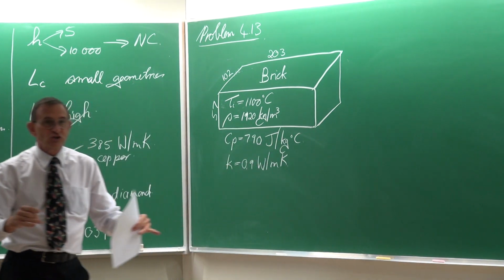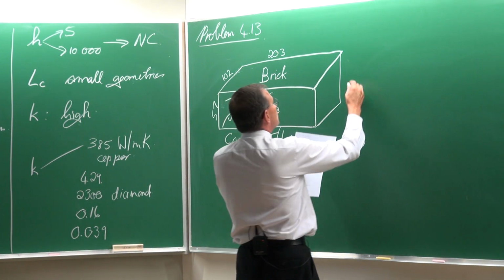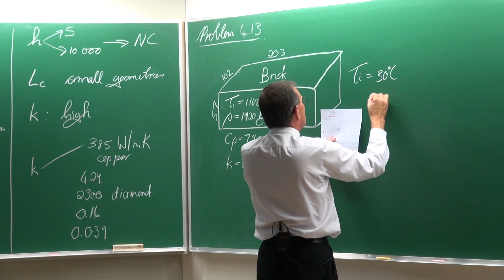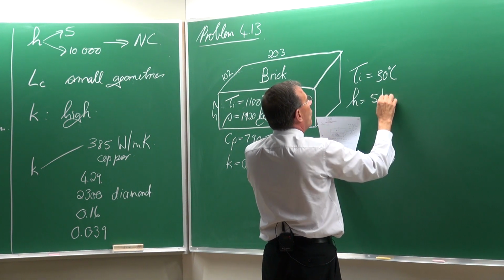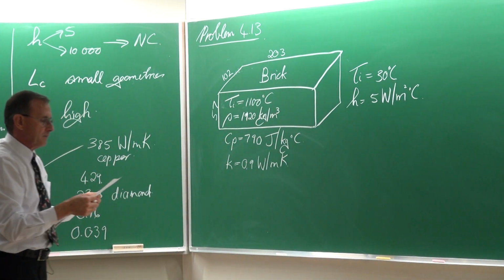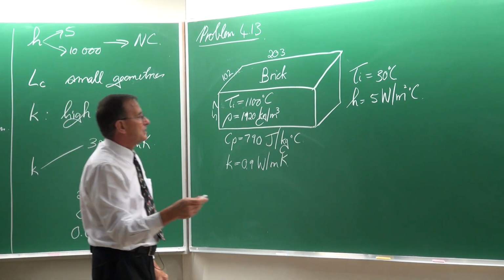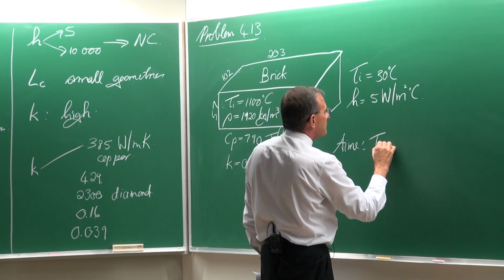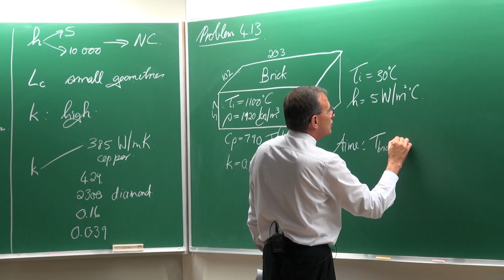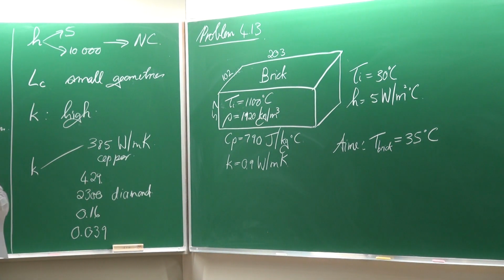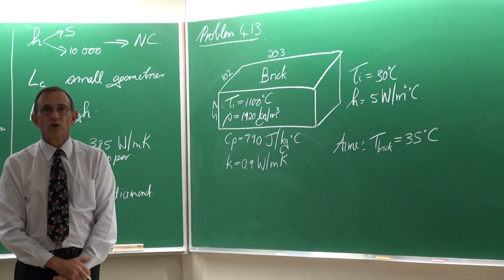And this brick is taken out at T equals 0, and it is exposed to the environment, which is at a temperature of 30 degrees Celsius, a heat transfer coefficient of 5 watts per square meter degrees Celsius, and we would like to know how long will it take for the brick temperature to reach 35 degrees Celsius. 5 degrees Celsius warmer than that of the ambient air. Do you all understand the problem?